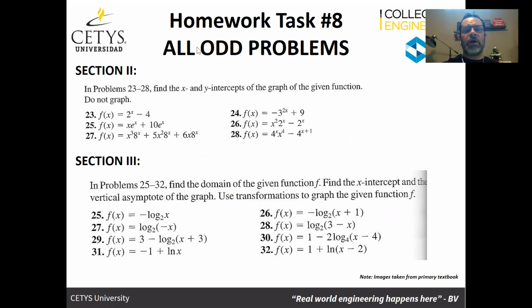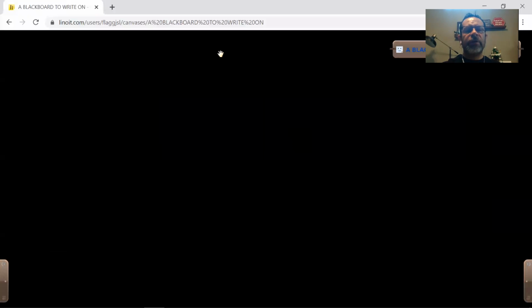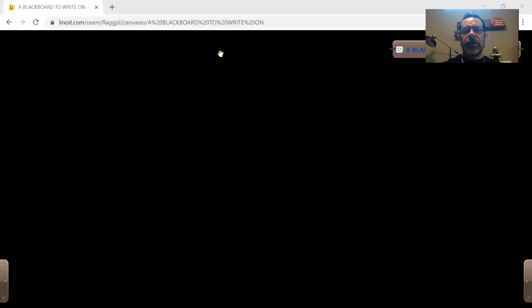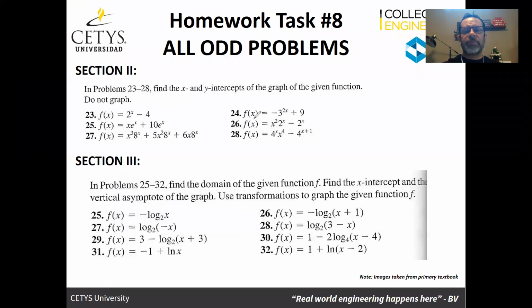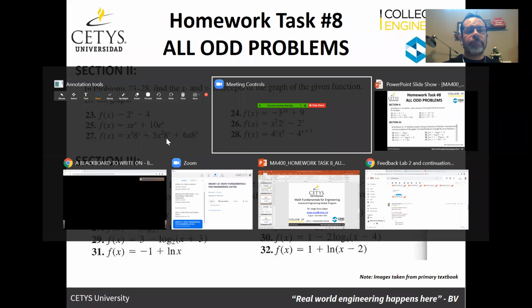So let's start off with problem 24. Okay, so I'm going to switch over here and let's write down problem 24. Problem 24 says f of x equals minus 3 to the 2x plus 9, and it's asking us to find the x and y intercepts of the graph. It's not asking us to do the graph, just the x and y intercepts. Okay, so let's work on 24.